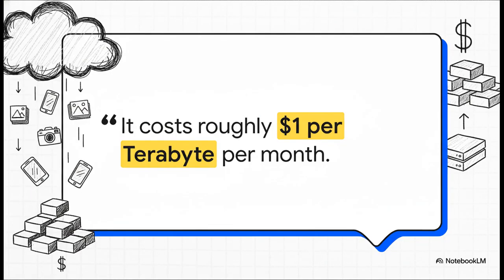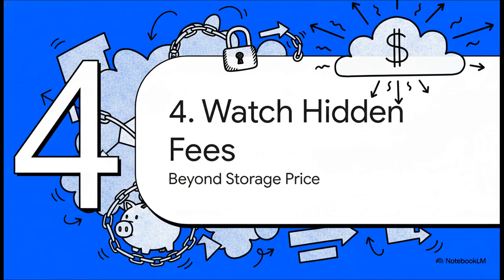I just want you to let that number sink in. $1 per terabyte per month. To give you some perspective, storing a terabyte of your family photos on a service like iCloud could cost you $10 a month. On Deep Archive, it's a single dollar. It is just mind-bogglingly cheap. But, of course, there's a catch. There's always a catch, right? That unbelievably low storage price isn't the whole story.